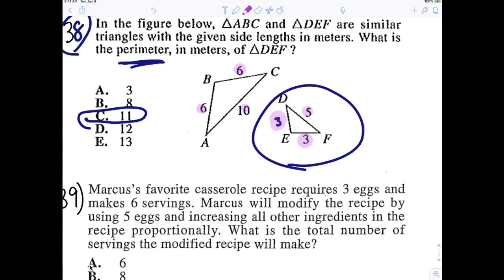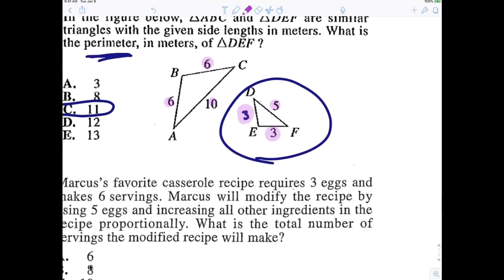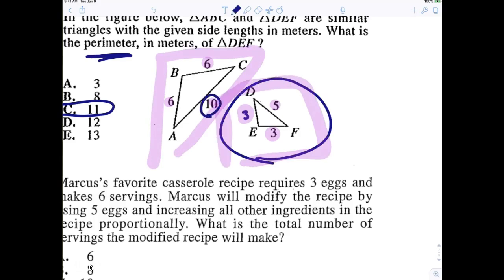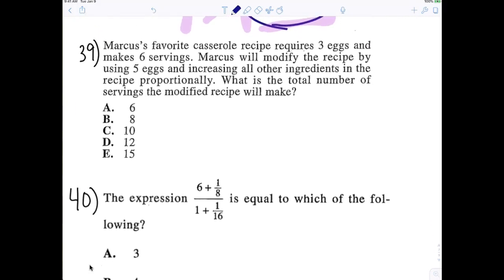Well, because you're recognizing that the triangles are similar, correct? So this triangle, you're supposed to say, is twice as big as this one. How did I know that? Because there's a 10 and a 5. So the other one has to be 3. Yes, good. All right, and then we're doing perimeter. All right, so let's look about number 39.